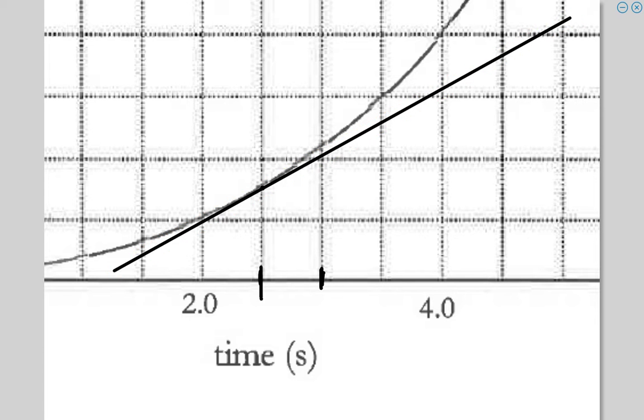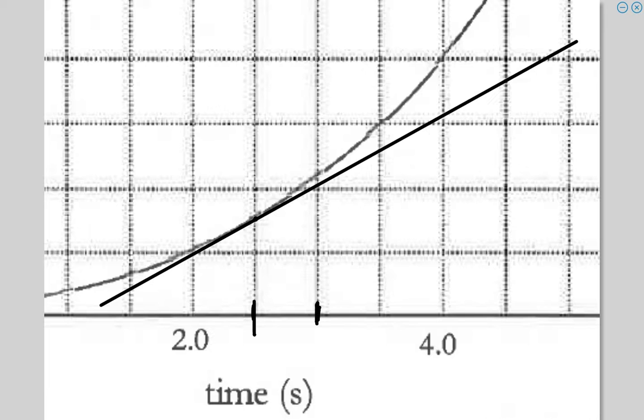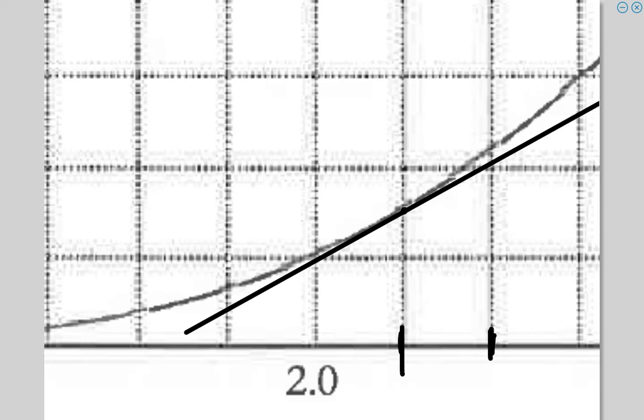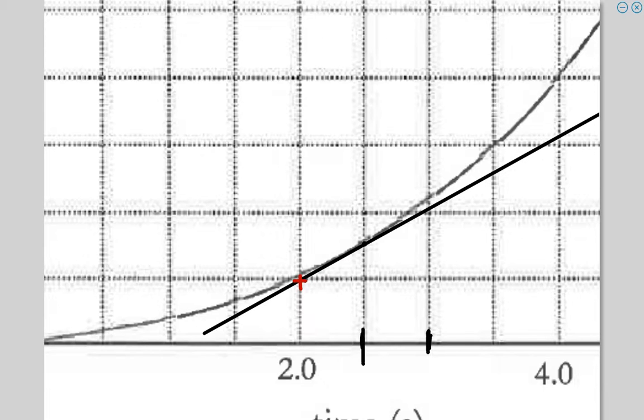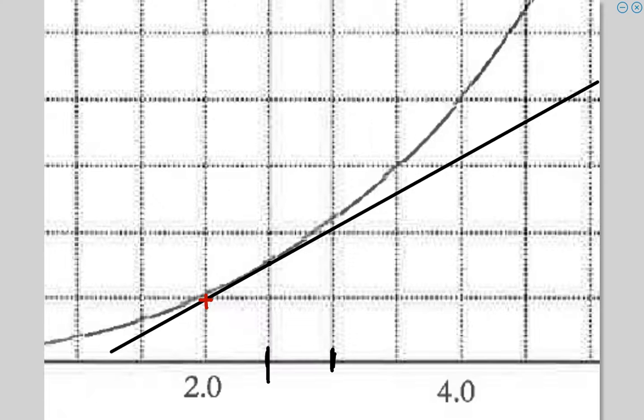Okay? Now you find the slope of this line. So you got to find some perfect points. I'm thinking that this one's pretty good. Whatever you see fit. Okay? Maybe like this one here. Okay? So I'll task you with finding the slope of this tangent line.